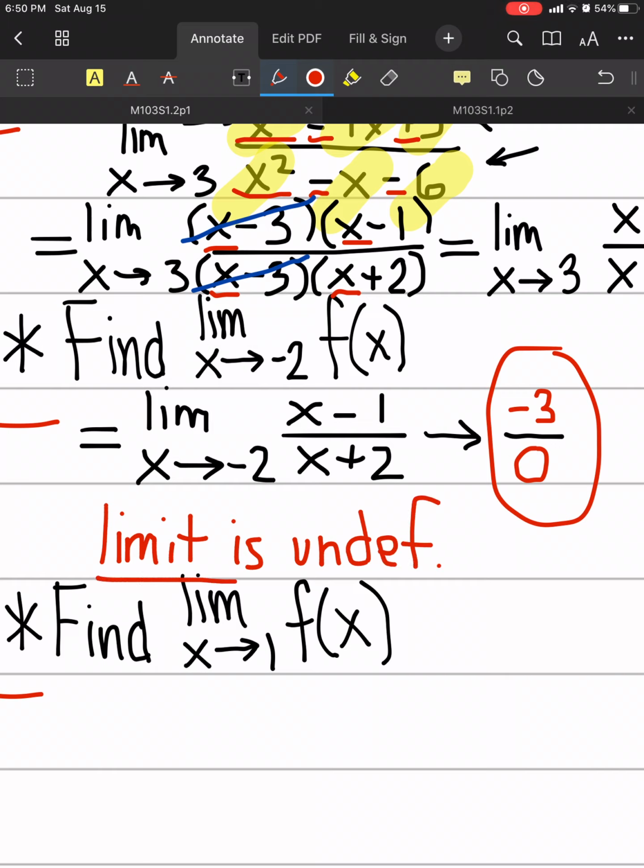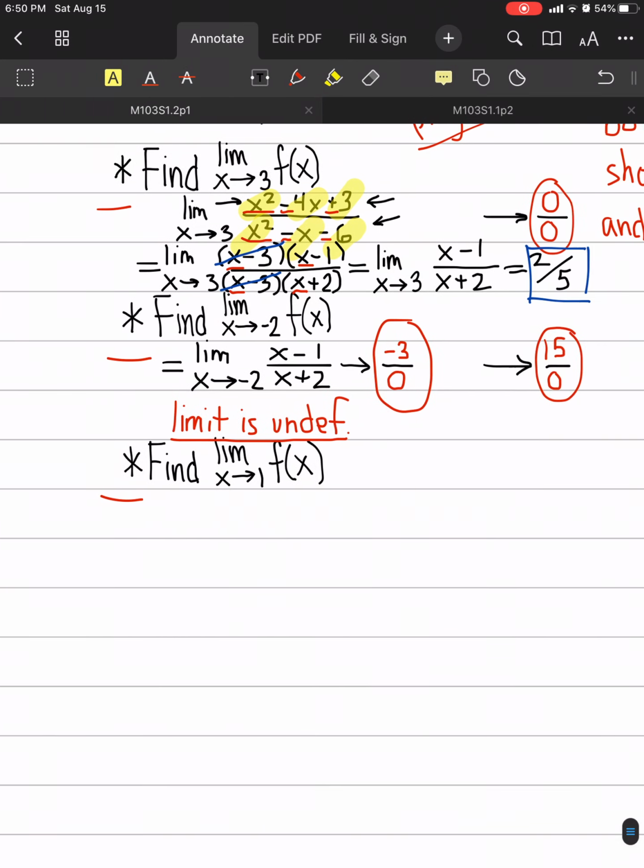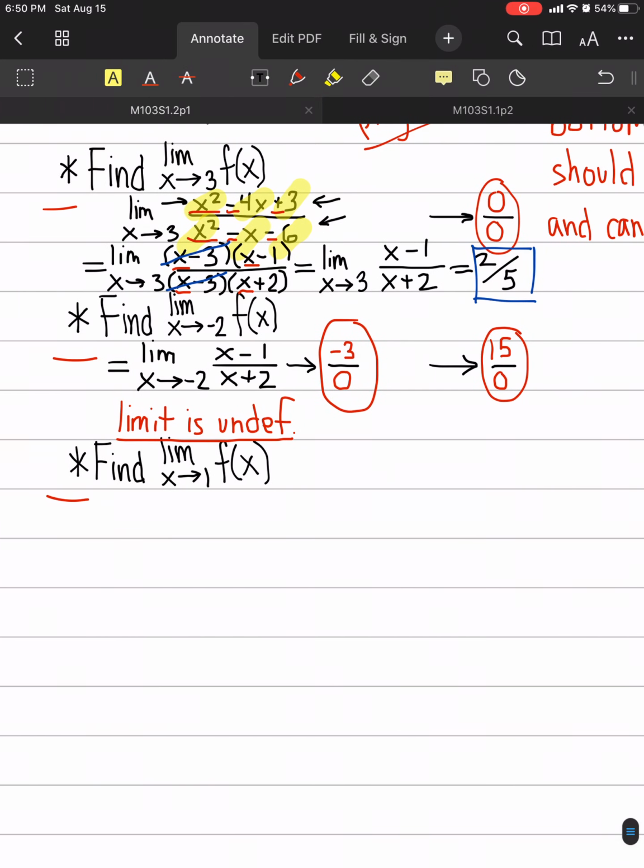Okay. So the fact that we had some number that wasn't 0 over 0 means that the canceling isn't going to help us. Okay, so that's what happens here. Hopefully that makes sense. Now, finally, we're going to do the last one.